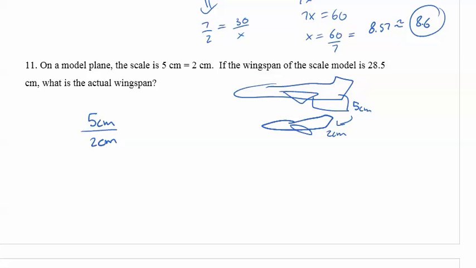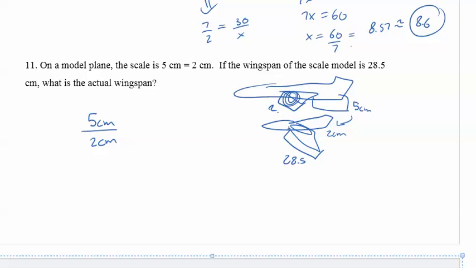And if the wingspan of the scale model is 28.5, so let's see, the scale model is right here. The scale model is the smaller one because that's what they're using to model. Let's make the wing a bit bigger to see. If the wingspan is 28.5, what is the actual one? What is the wingspan of the actual airplane?